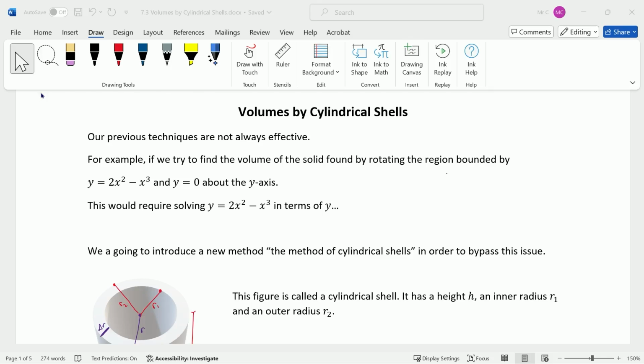Hello everyone, and welcome to our video on volumes by cylindrical shells. So the previous techniques that we discussed for finding volumes are not always effective.